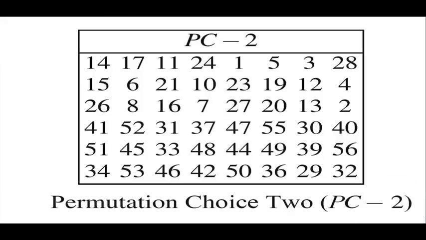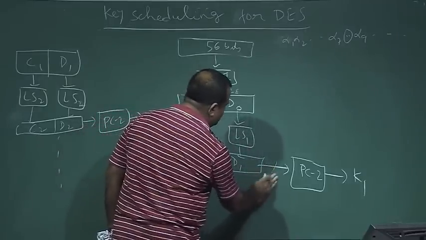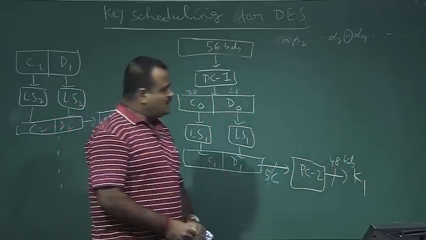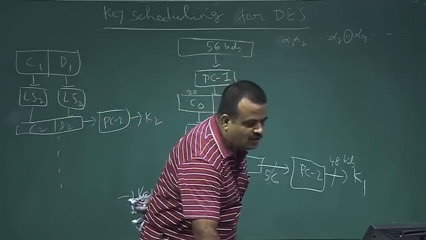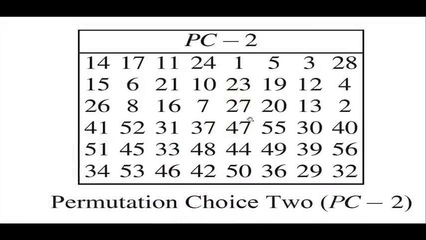And this is PC2. The input is again 56 bit, but the output is 48 bit. That means we need to remove some of the bits. This is the way we remove some of the bits. Please go to the slide. This PC2 is not taking all the bits. This is a 6 cross 8 matrix, so there are 48 numbers. This is how we get this permutation from 56 bit to 48 bit.